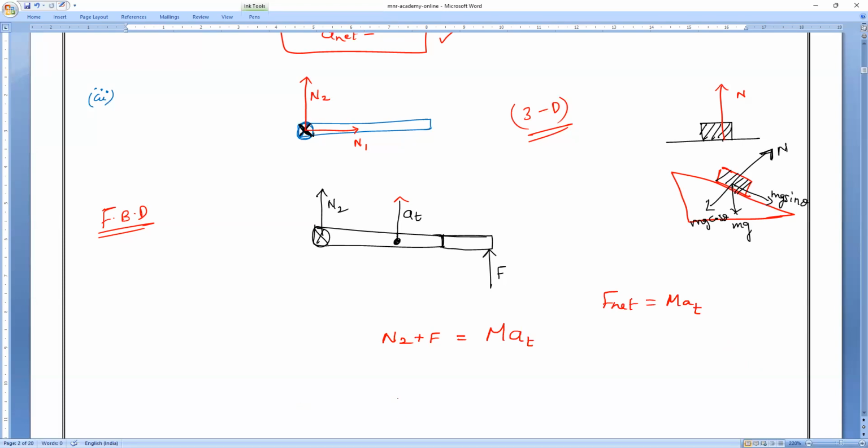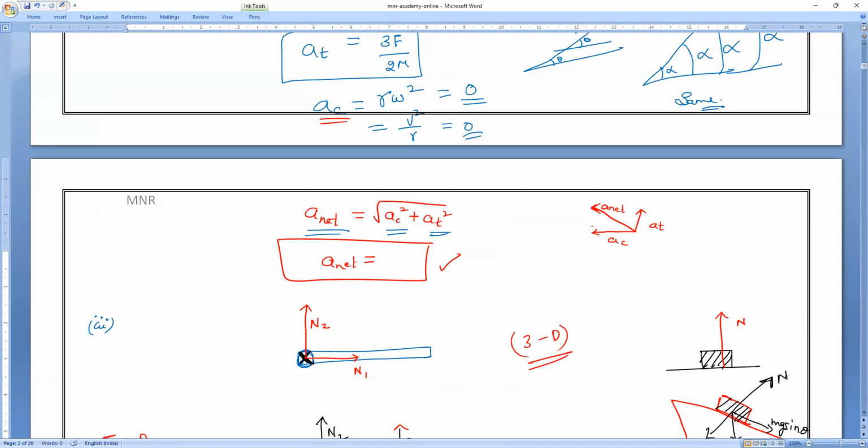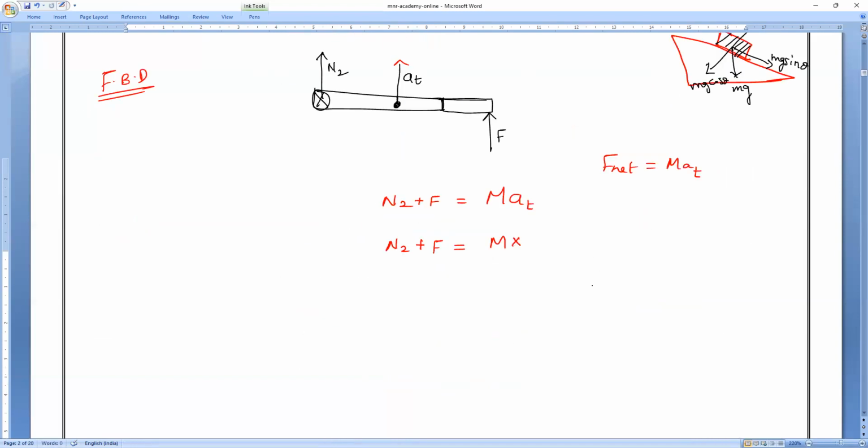So we all know what the hinge forces are. N2 plus F is equal to mass M times the tangential acceleration. So what is the tangential acceleration? You have found it, everybody? What is the tangential acceleration you calculated? 3F by 2M. 3F by 2M is the tangential acceleration.